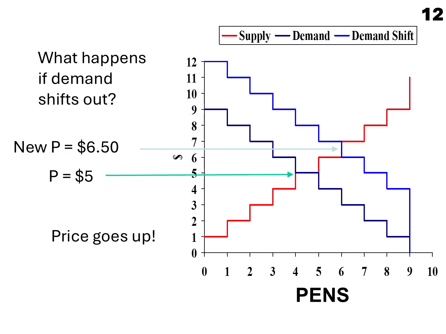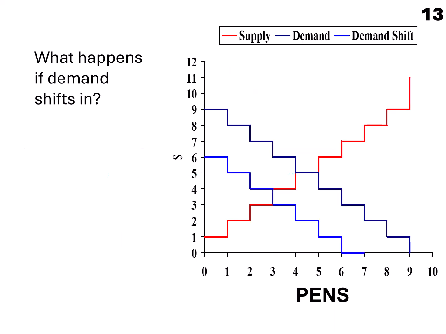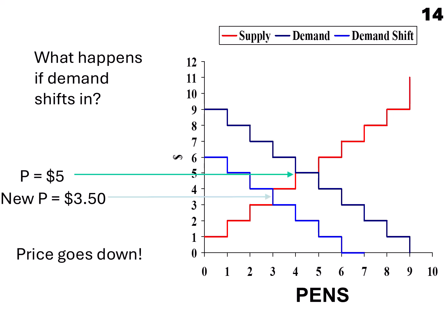According to our theory, prices should move up to a new equilibrium at $6.50, and the quantity of pens sold should also go up. Alternatively, we can ask what happens if the economy moves into a deep recession. Now demand shifts in and to the left. What should happen to the price of pens? Now we would expect the price of pens to fall toward the new equilibrium of $3.50 and the quantity of pens sold to fall.